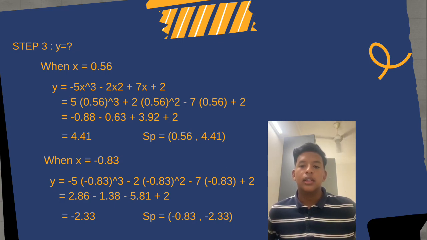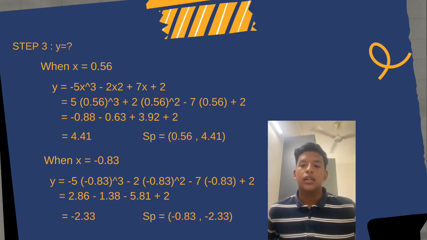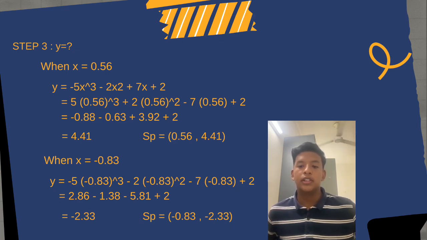When x = -0.83, y = -5(-0.83)³ - 2(-0.83)² + 7(-0.83) + 2, which equals 2.86 - 1.38 - 5.81 + 2, and the final answer is -2.33. The stationary point is (-0.83, -2.33).